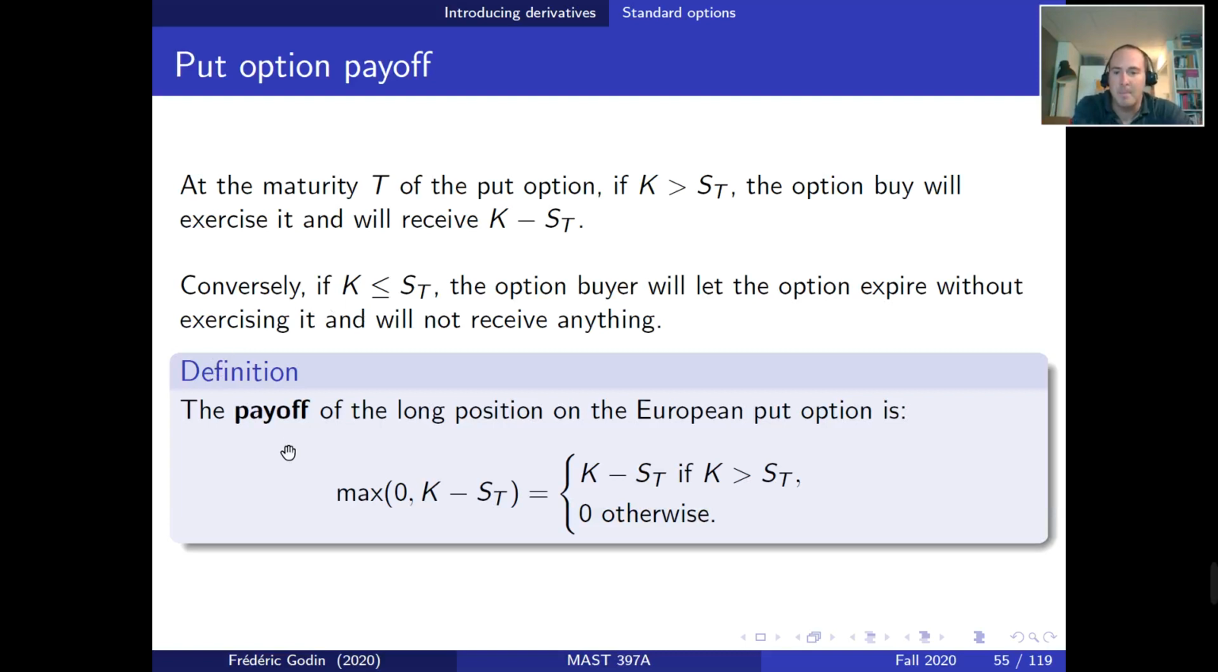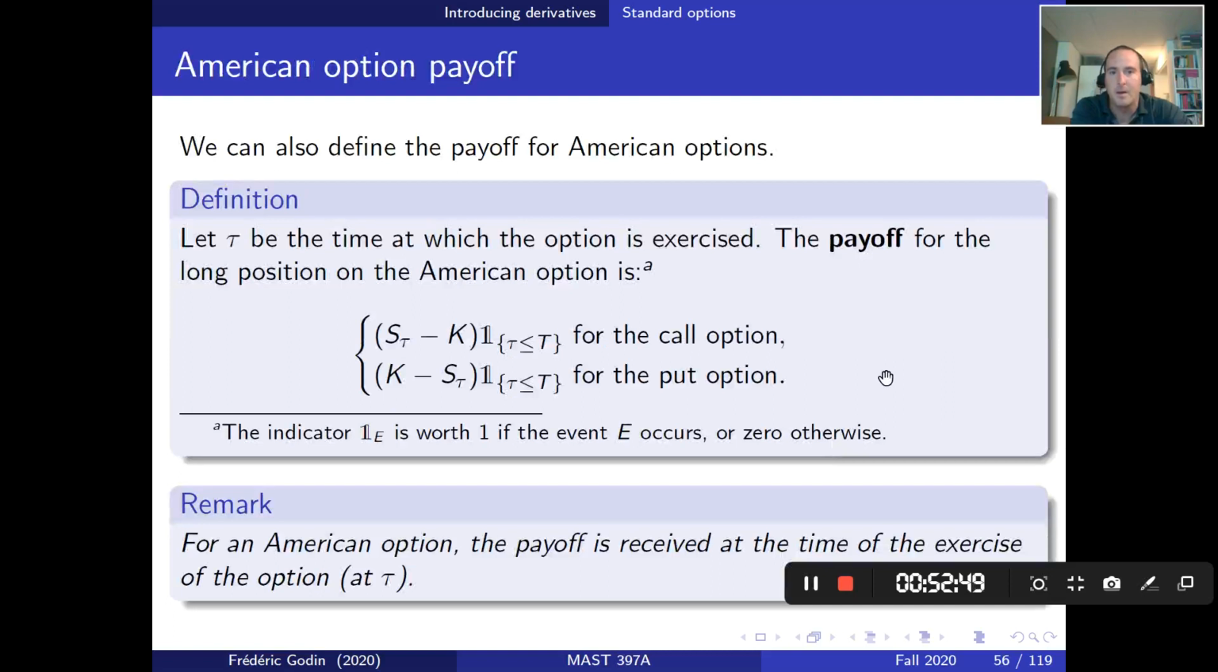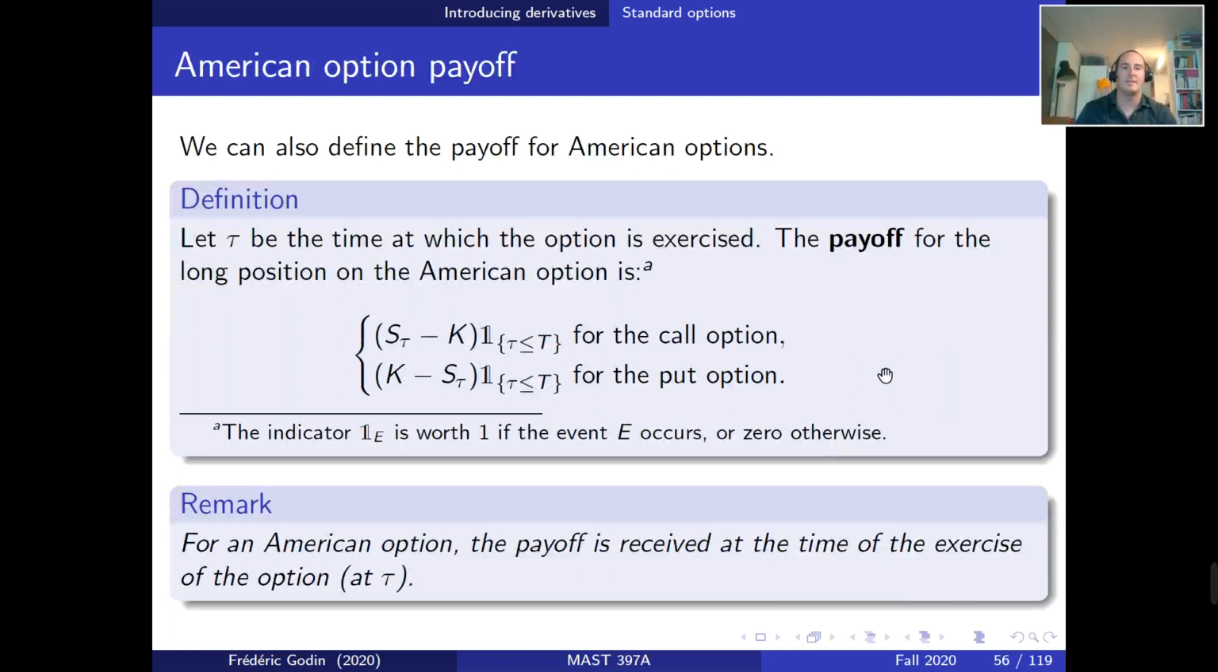So this means that the payoff of the long position on the European put option is equal to the maximum between 0 and K minus ST, which is K minus ST if K is greater than ST, so if the strike is greater than the underlying asset value at maturity, and 0 otherwise. Okay, so these were payoffs defined for European options. So for European options, we gave a formula for the payoff at maturity.